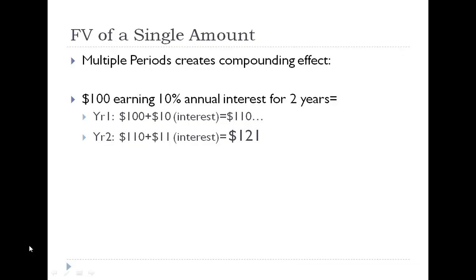What we notice after year 1 is that the $110 total balance, which includes the interest and the original $100 investment, becomes the new basis for calculating interest in year 2. So you notice that interest in year 2 is $11 based on a total of $110. It's not $10. So when you add the $11, now we have a final future value after 2 years of $121. This is called compounding to get a future value of a single amount.